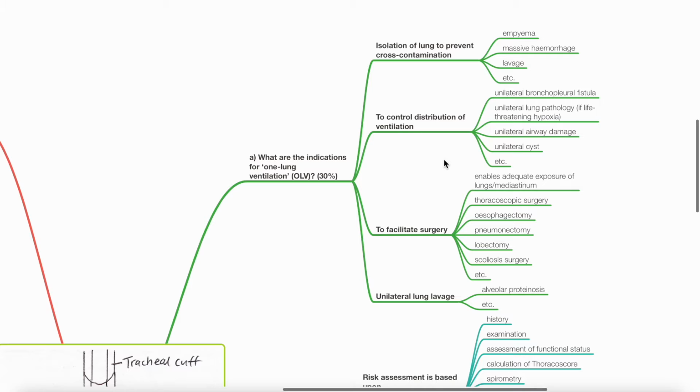Third is to facilitate surgery. One lung ventilation enables adequate exposure of the lungs and mediastinum, which is required for thoracoscopic surgery, esophagectomy, pneumonectomy, lobectomy, scoliosis surgery, etc. OLV enables unilateral lung lavage, such as for alveolar proteinosis.